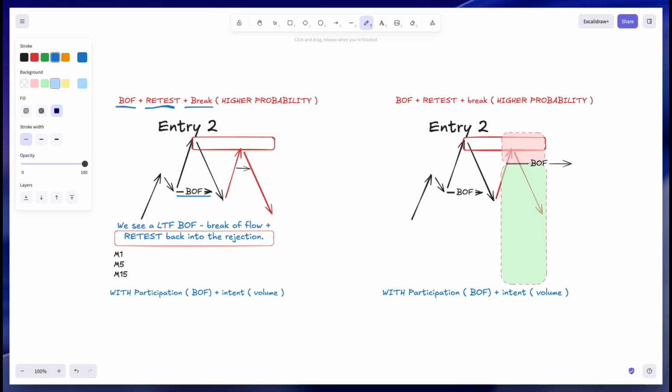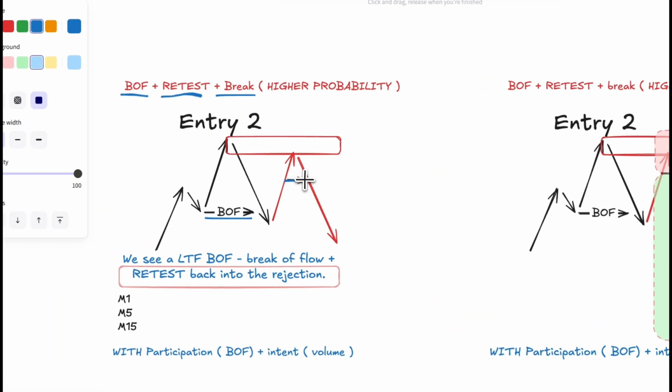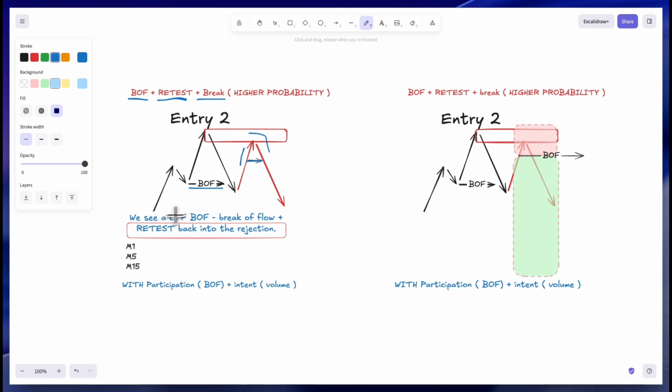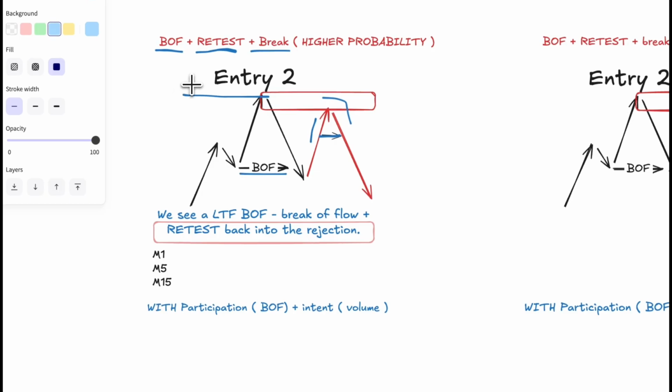If you're on the M15 time frame and you're looking for a rejection, you go to the M5, M1, and once you see a reconfirmation of price switching from bullish to bearish with a break of flow or change of structure, that's when you would take the setup. Again, you see a lower time frame break of flow plus a retest back into the initial rejection from our higher time frame area of interest, again with participation and intent.